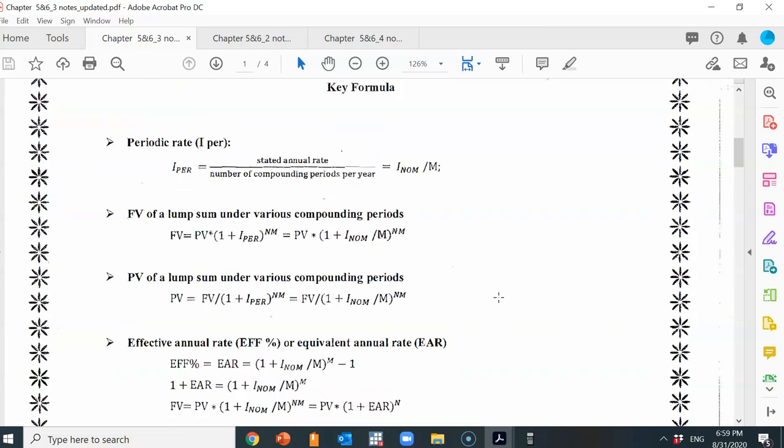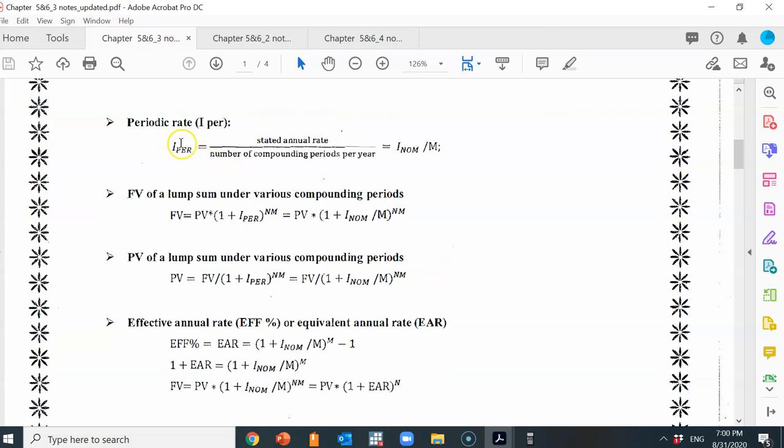And we're going to learn the formulas for how we calculate the periodic rate if we know the annual rate, and how we can calculate the future value and present value of a lump sum if we have interest rates under multiple compounding periods per year, and how we can calculate the effective annual rate or equivalent annual rate from the nominal rate. You might think these formulas look a little bit complicated right now, but after we finish this class, you can come back to this first summary page and it will be clearer at that time.